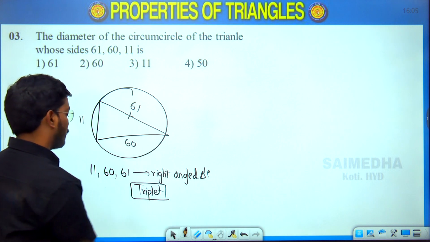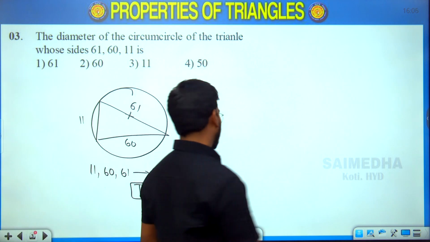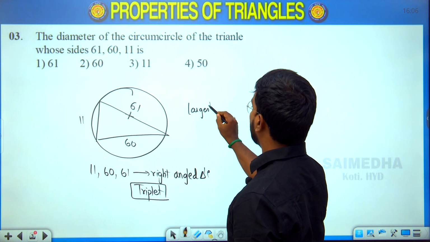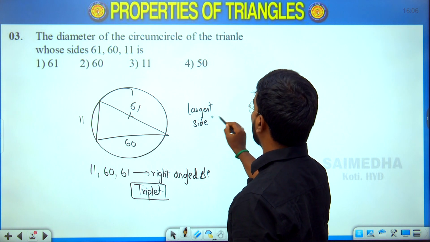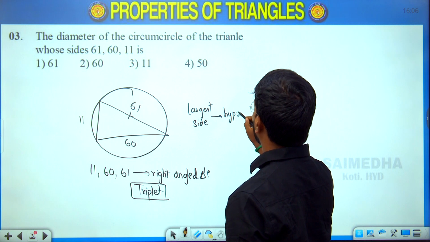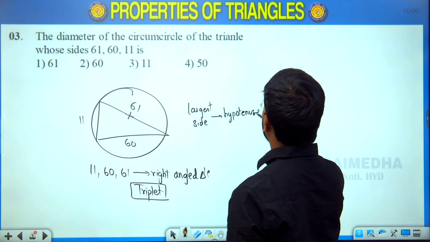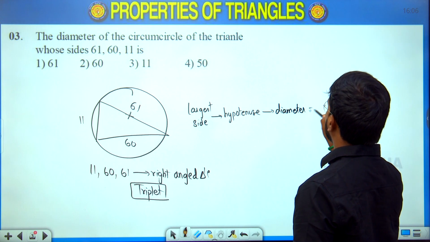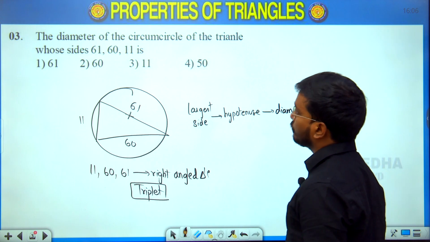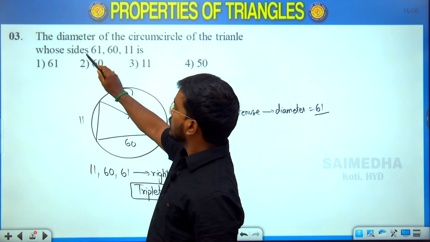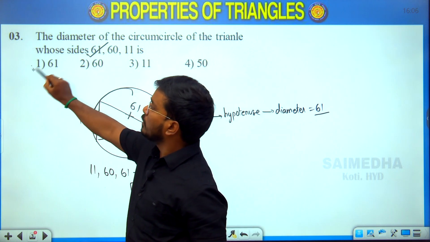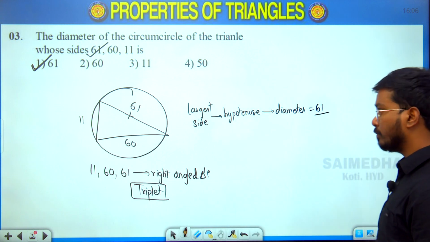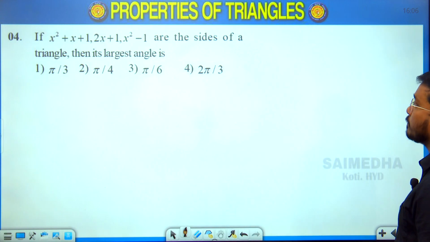In a right angled triangle, this is a triplet, and we know that the largest side, the hypotenuse, is the diameter. So the largest side is what here? 61. So what is the correct answer going to become? 61 is the correct answer, which is given in option number 1 itself. Go through it, pause the video and note it down. Moving on to the next question.